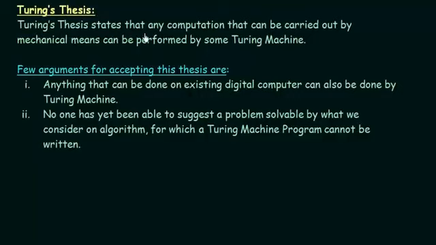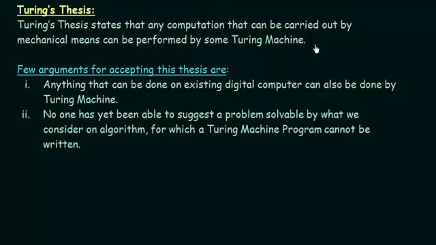Turing thesis states that any computation that can be carried out by mechanical means can be performed by some Turing machine. So Turing thesis says that if there is any computation that can be mechanically performed, then that computation can also be performed by some Turing machine. So from this you can understand how powerful a Turing machine actually is.